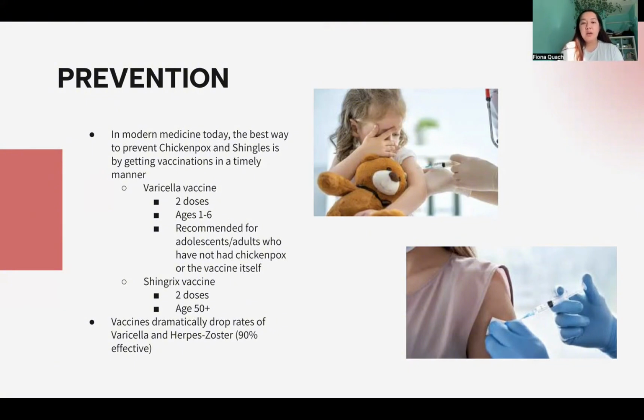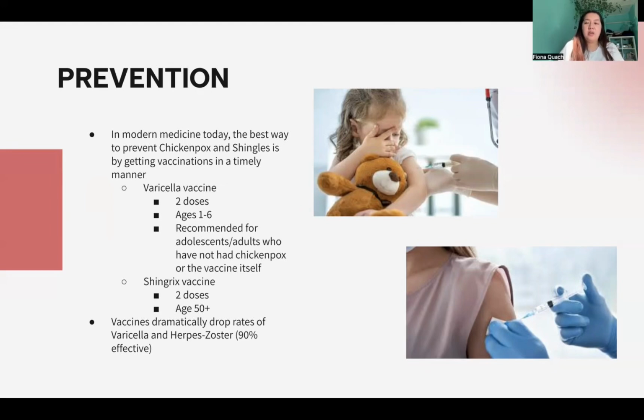For chickenpox, you're able to get the varicella vaccine. This is usually given in 2 doses, and you usually get this as a child because it's more common in children. Between the ages of 1 to 6 is the most common time when doctors will give it to you. However, just because you're not a kid, that does not mean that you can't get the vaccine. It is still recommended that you get the vaccine if you haven't had any exposure to chickenpox or any immunity built from the vaccine or from having chickenpox.